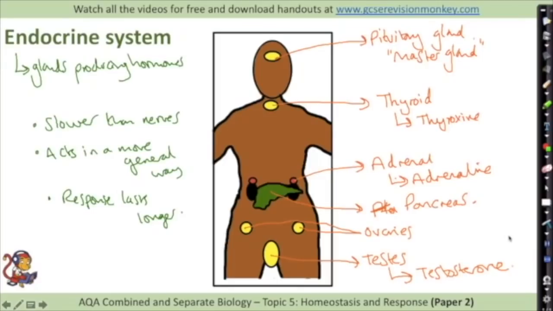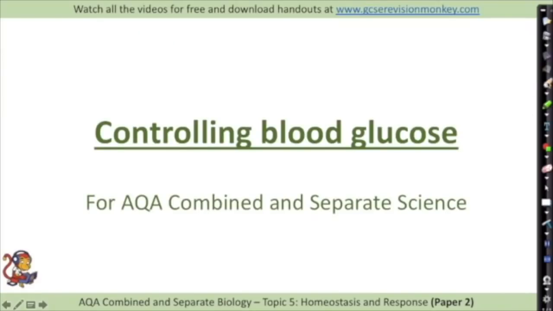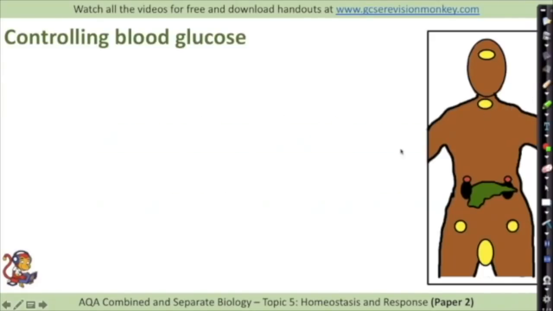We're going to look now at the pancreas in a little bit more detail because we're going to talk about one of the things that's important in homeostasis, which is controlling the blood sugar levels. So the pancreas is involved in controlling blood sugar levels because it produces a hormone called insulin. It's something that your body will produce all of the time.